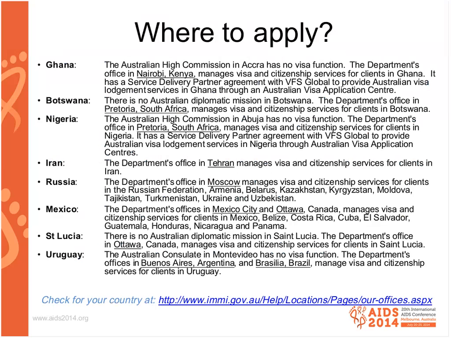Now, in terms of where to apply, as I said, you don't need to travel to another country to do this. If you don't have an Australian office that's able to process the visa in your country, you have been allocated another country. For example, in Ghana, there is an Australian High Commission in Accra. However, they cannot process the visa. Therefore, you need to send all your documents to Nairobi, Kenya. There is also a service delivery partner agreement in an office in Ghana as well.